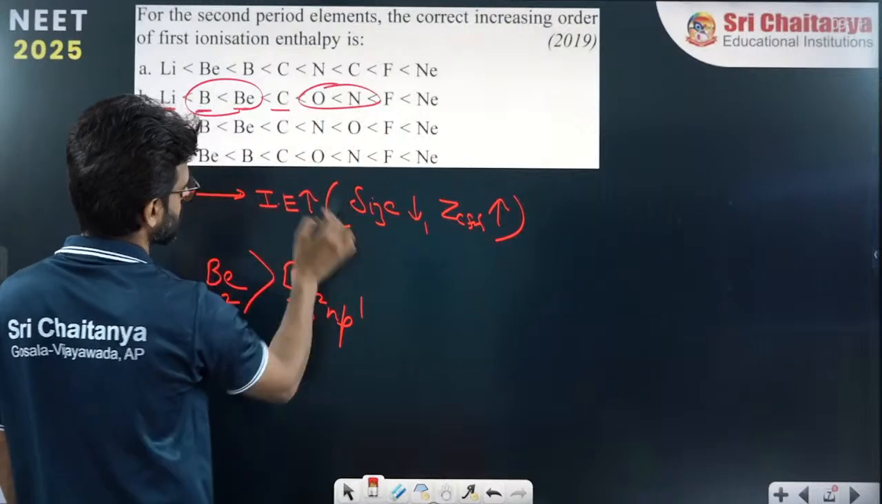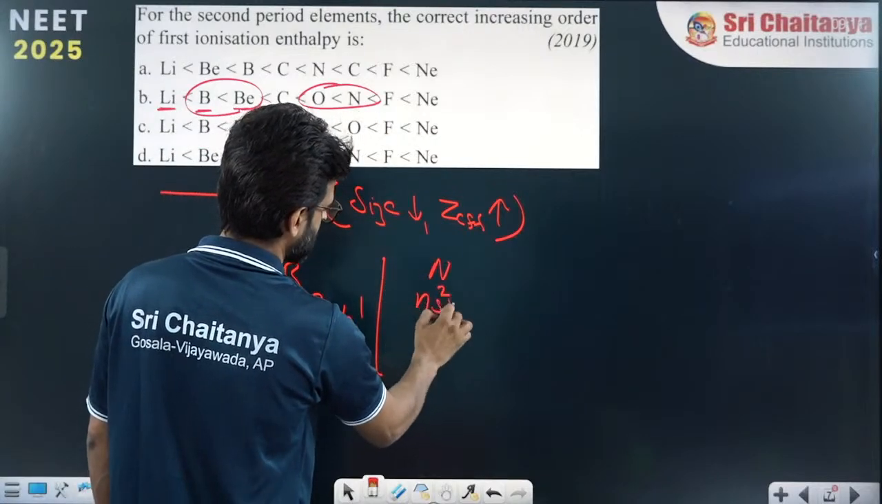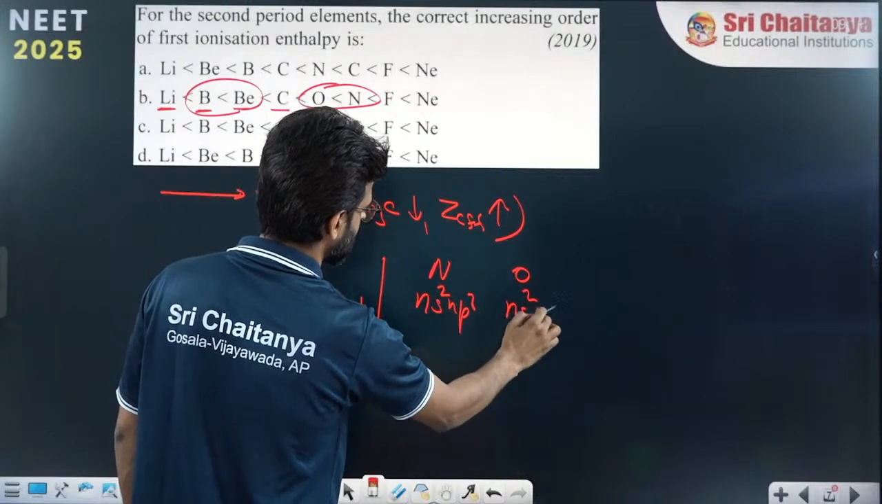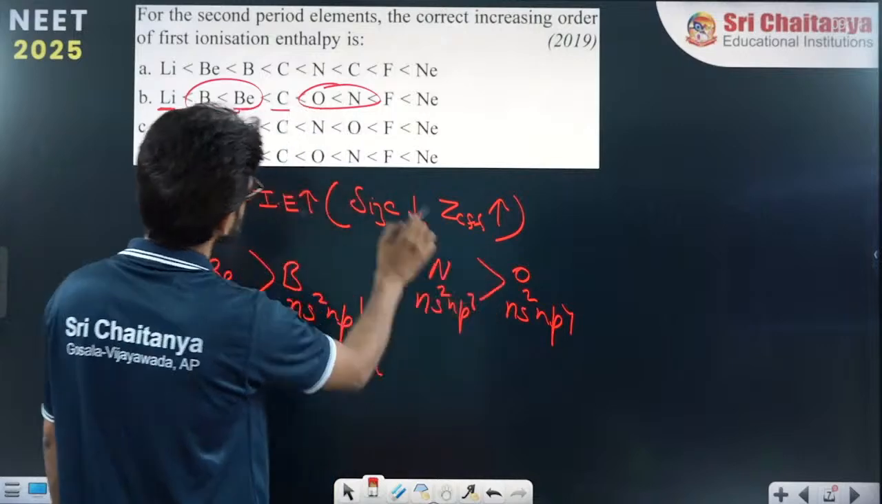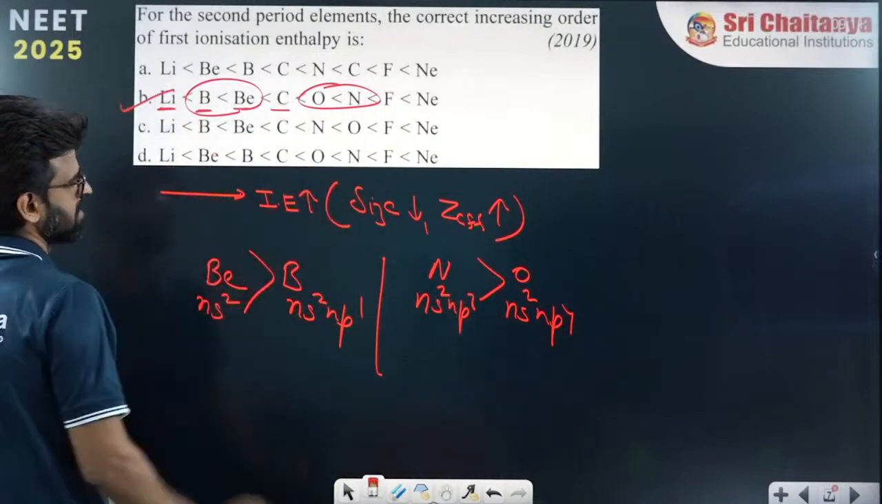Nitrogen is more than oxygen, we know very well. Nitrogen is half filled. That's why the extra stability causes slightly higher ionization energy for nitrogen. So again here we have an exception, and then we go further to the right. Fine, easy.